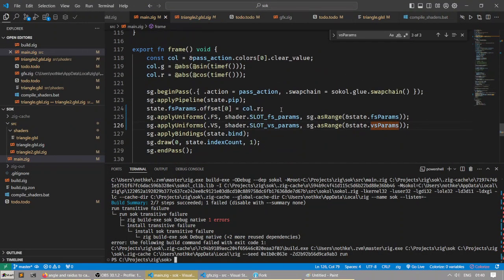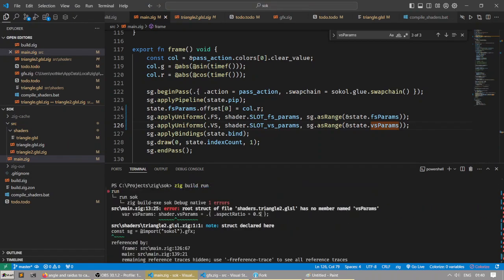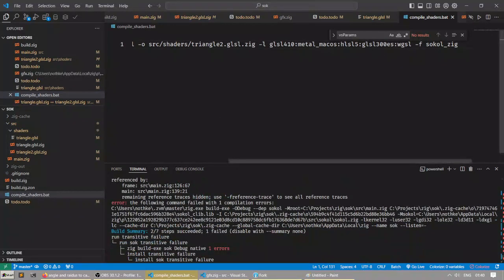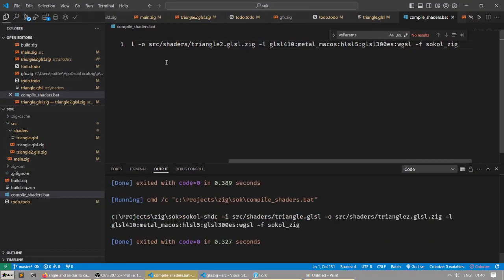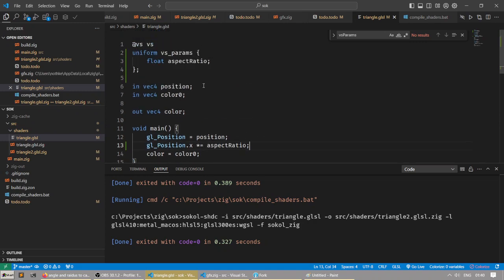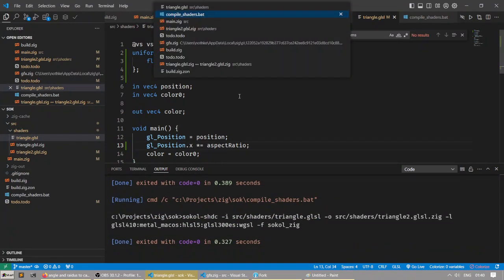Nope, it doesn't work. Why doesn't it work? It has no member called VS params. The state doesn't have it. Or is it shader? No, it's the shader. How come? This compiled correctly, right? Did I name it wrongly? VS params, FS params, aspect ratio. It does exist, and it did compile successfully.